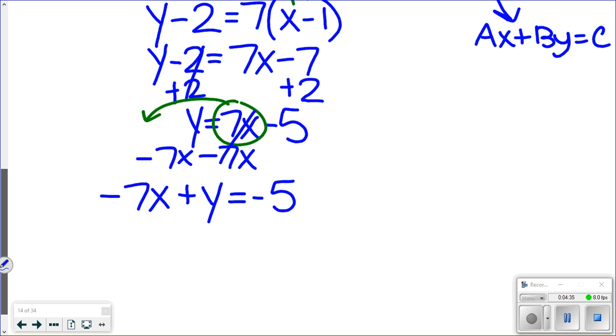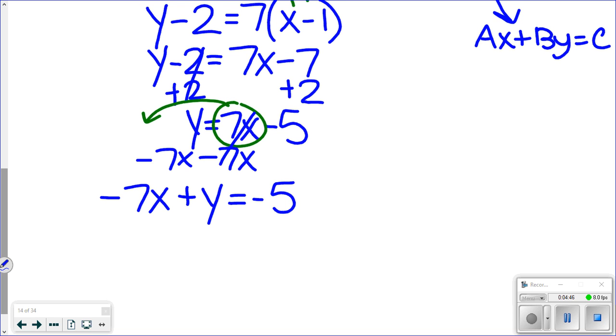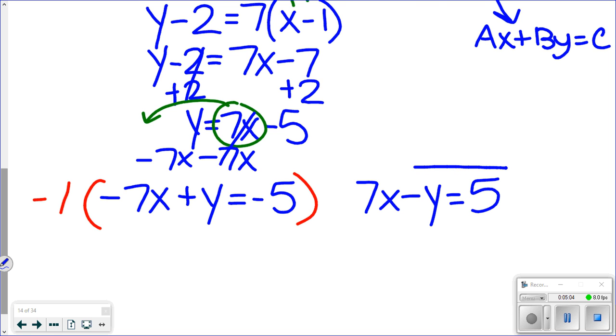But remember, my a value cannot be negative. So I cannot have a negative 7 out in front, so I need to multiply everything by negative 1 or divide everything by negative 1. However you want to think about it, which all that really does is change all of your signs. So this becomes a positive 7x minus y equals positive 5. And now we're done, and it's in standard form.